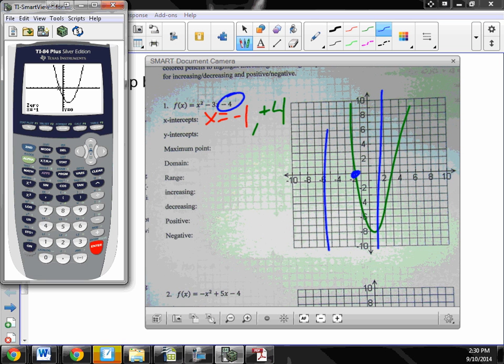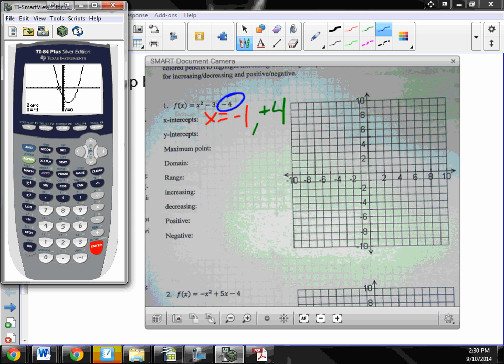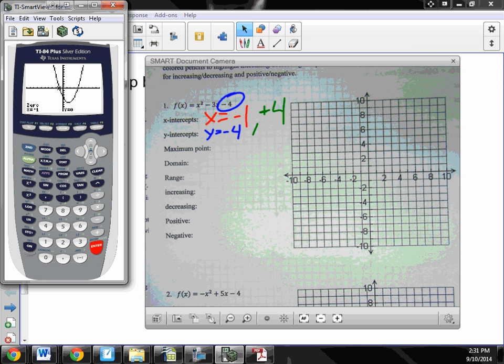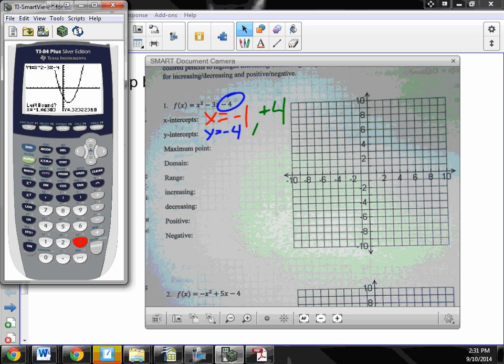So y-intercept is -4. And then we need to find, it says maximum. It should say maximum or min. So y equals -4. How do we find the minimum? Second calc. Well, this is minimum point. We want to know both the x and the y. So what's a good left bound for the minimum?